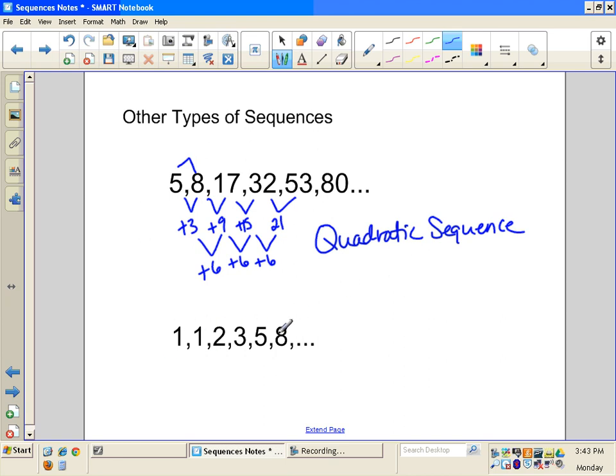This sequence might be one that you're familiar with. If you notice, 1 and 1 gets you 2, and 1 and 2 gets you 3, and 2 and 3 gets you 5, and 3 and 5 gets you 8. This is a special sequence called the Fibonacci, F-I-B-O-N-A-C-C-I, the Fibonacci sequence. And that mimics patterns that we find in nature and naturally occurring things. So the Fibonacci sequence is a famous one.